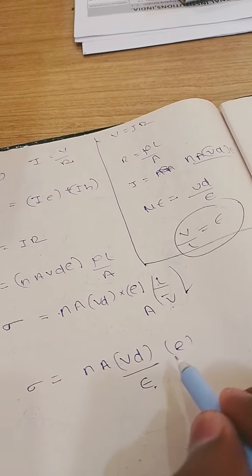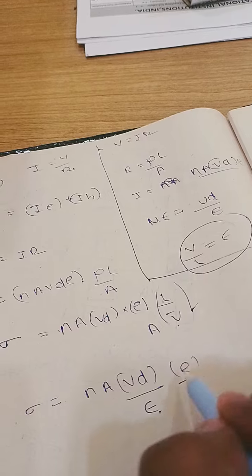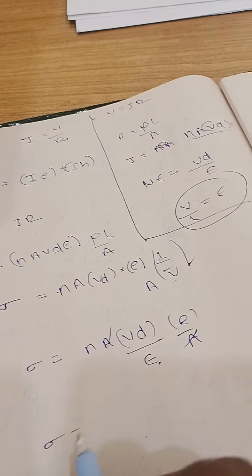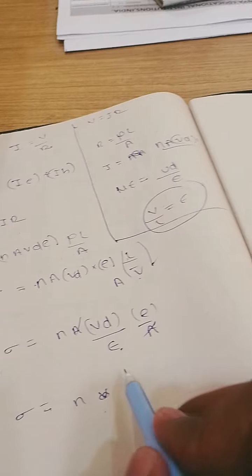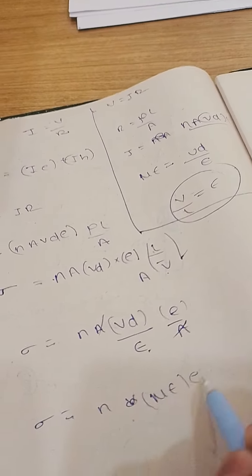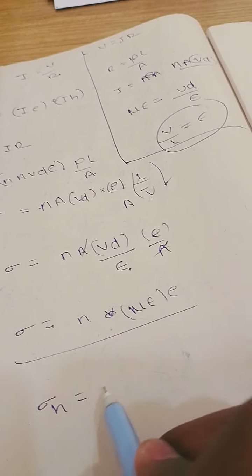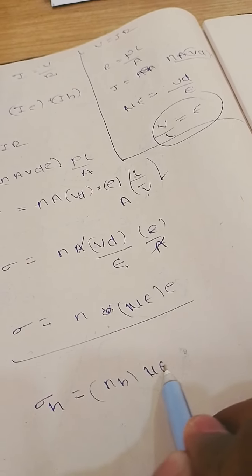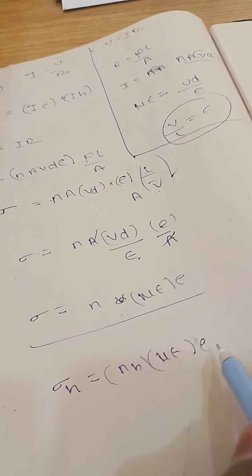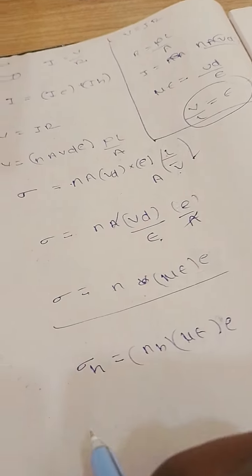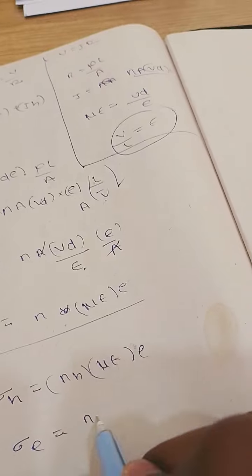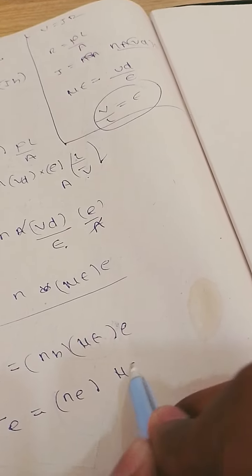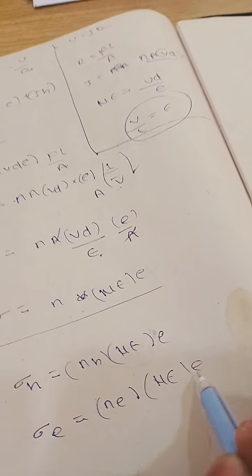Now here we can cancel the area term. We can write n into drift velocity by electric field, which is mobility, into charge. From this we can write the conductivity of holes is equal to the number of holes into mobility of holes into charge of holes. Similarly, for electrons it is the number of electrons per unit volume into mobility of electrons into charge of electrons.